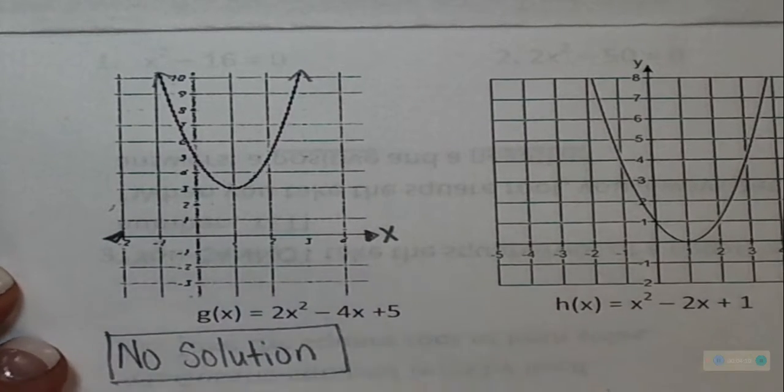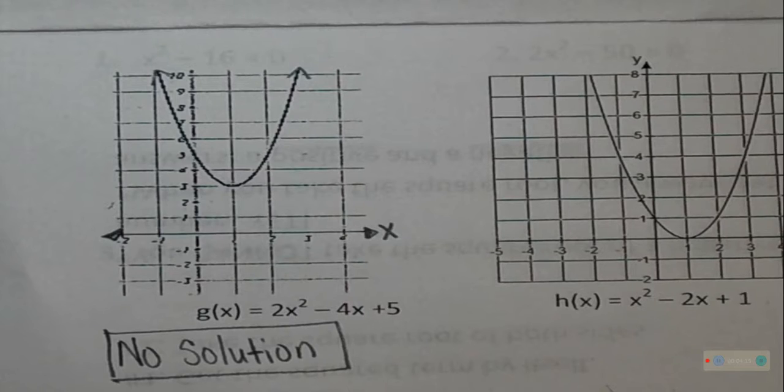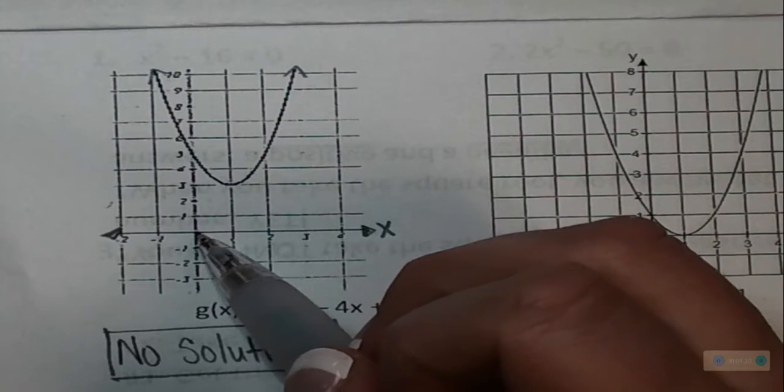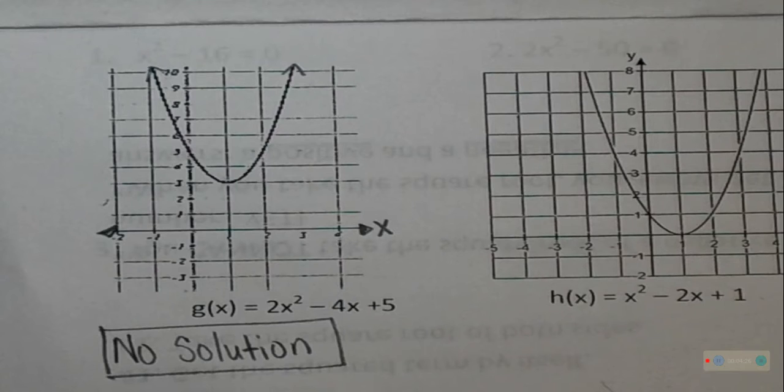Now, if you tell me that you have 0, that would mean you cross where x is 0. And do you cross there? No. So, because it does not cross the x-axis, you have no solution at all.